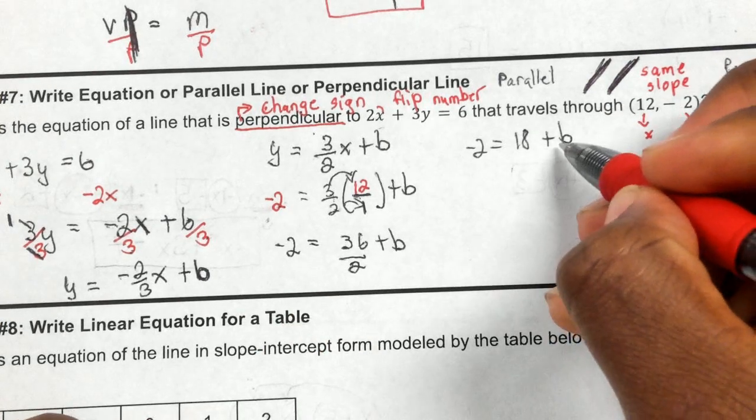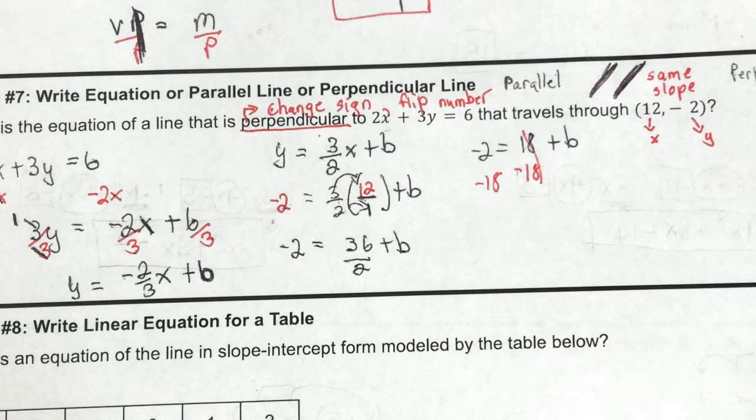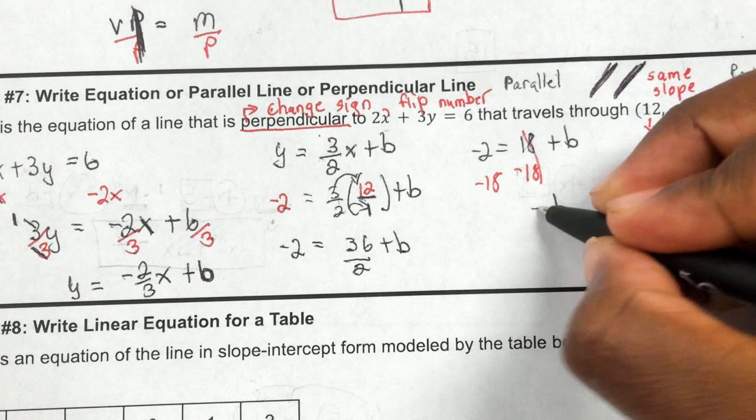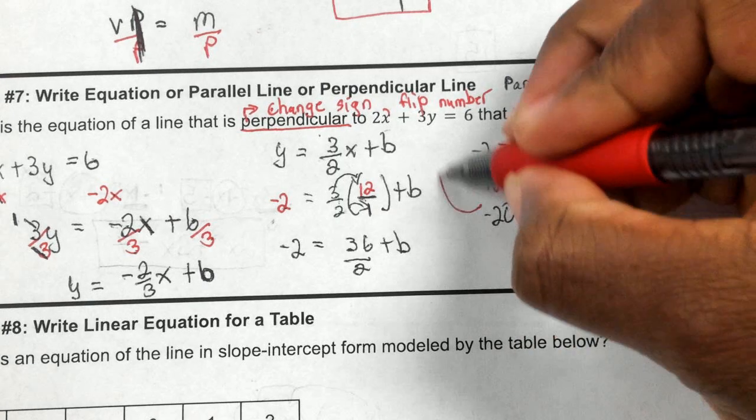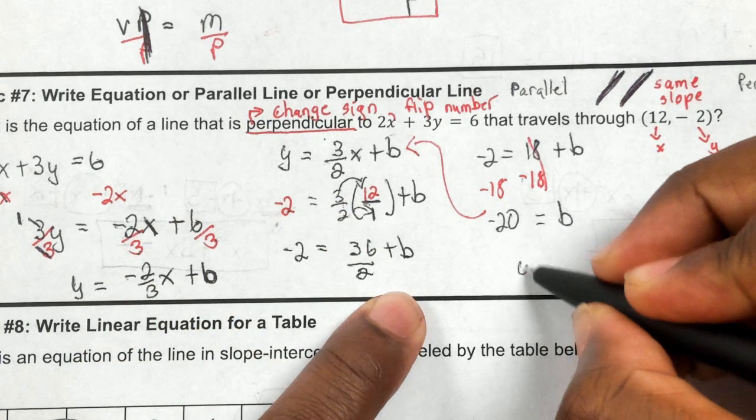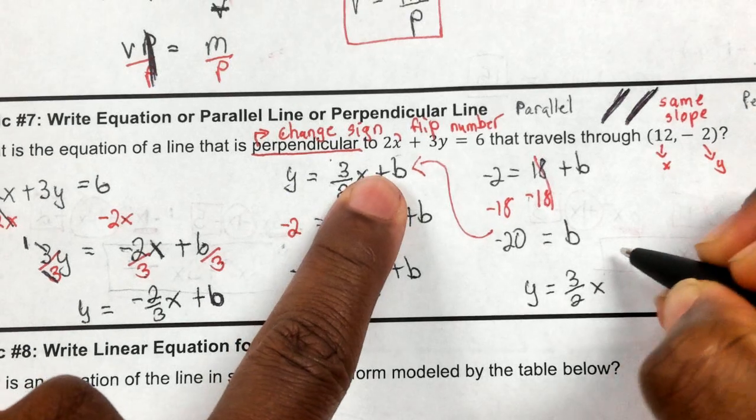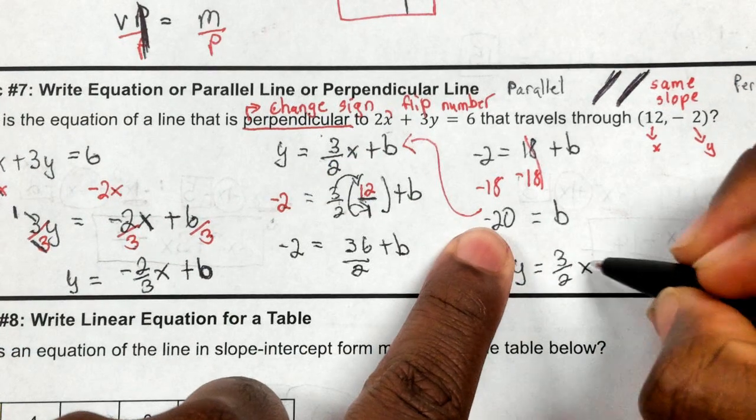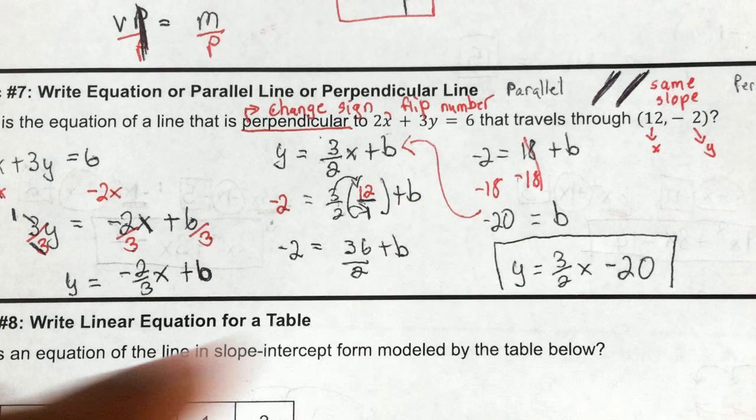The final step is to get the b all by itself by subtracting 18 on both sides. So your b is equal to a bigger negative, negative 20. And that negative 20 replaces the b in your equation. So my answer is y equals 3 over 2 x, and instead of plus b, I would write minus 20. Alright, so again, just like that.